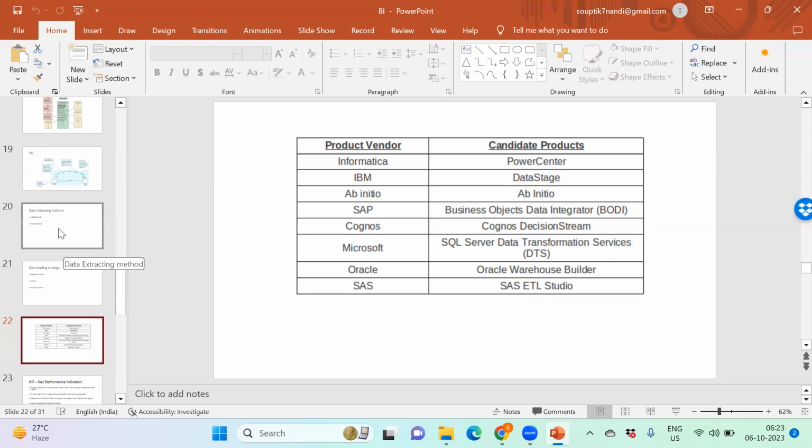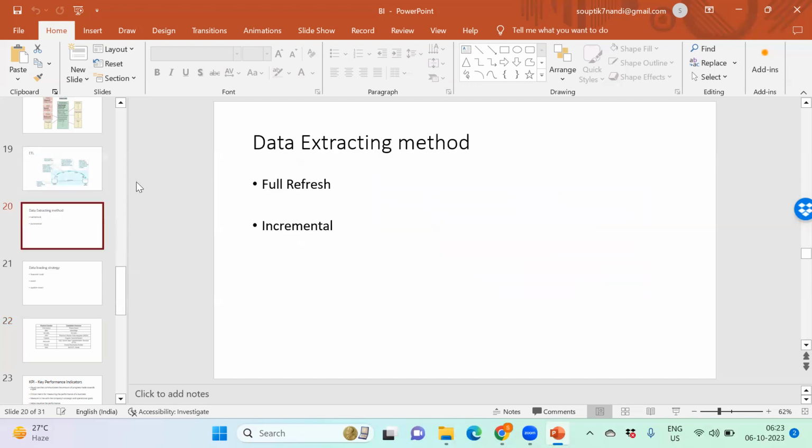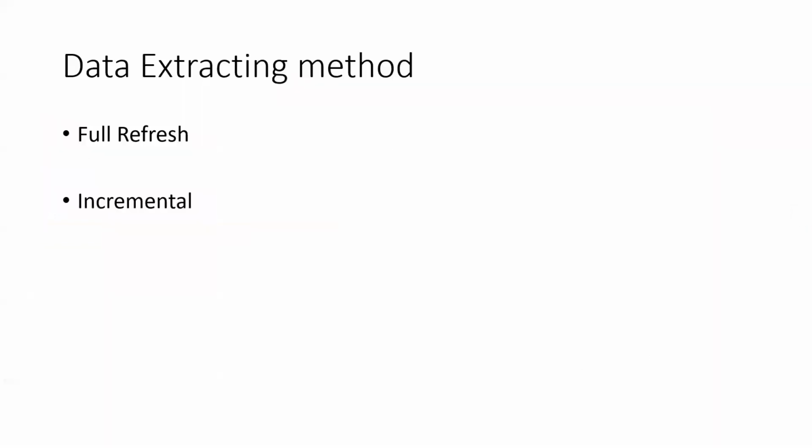Now the loading strategy I'll be telling you. Please let me know if there is any stuck point. So, the data extracting method. By the ETL tool, we can create jobs. A particular job will be responsible for loading a single table from source system to target system, or maybe multiple tables can be loaded by a single job from source system to target system.